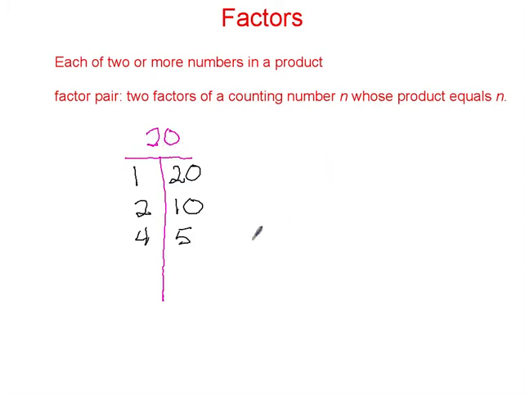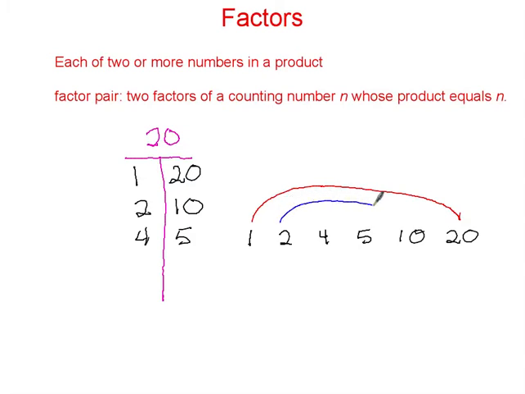And again, you could do the factor rainbow: 1, 2, 4, 5, 10, and 20. You can connect those. You don't have to use different colors, but it's kind of easy for me to do that. So 1 and 20, 2 and 10, and then 4 and 5.